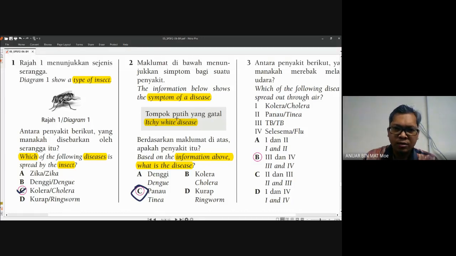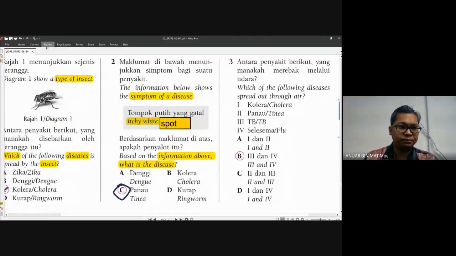Itchy white spot. Itchy white spot actually. Tompok putih. Tompok itu maksud dia spot. Spot in BM we call it tompok, itchy white spot, right? Tinea, right? Very easy. Number 3.